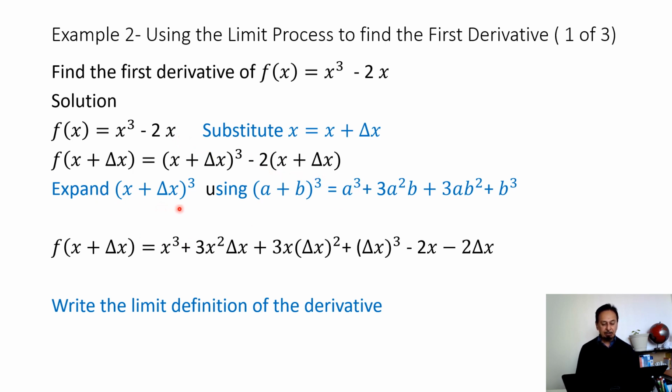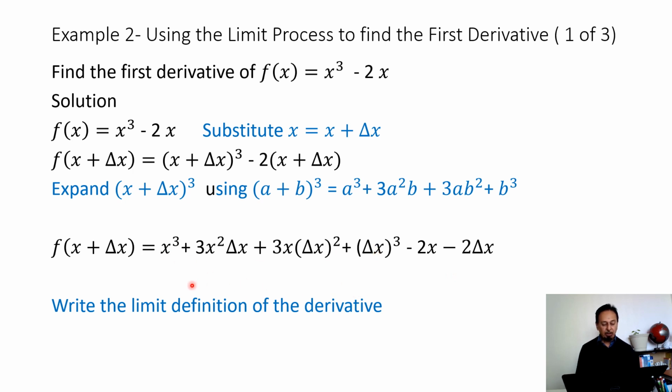Now we expand x plus delta x cubed using a plus b cubed equals a cubed plus 3a squared b plus 3ab squared plus b cubed. If we assume a is x and b is delta x, using this formula we have x cubed plus 3x squared delta x plus 3x delta x squared plus delta x cubed. And now we can also distribute negative 2 into x plus delta x. We have negative 2x minus 2 delta x. It looks like nothing cancels out.